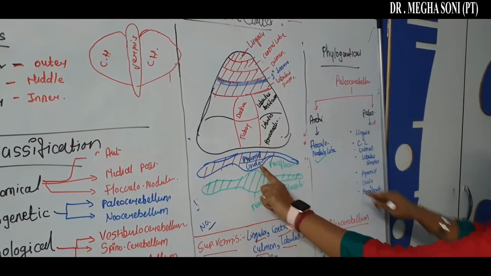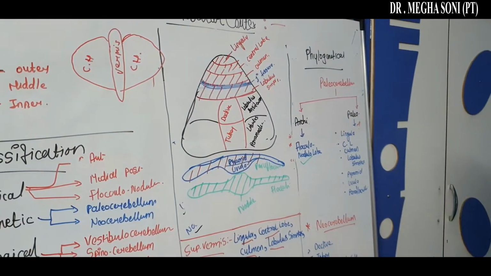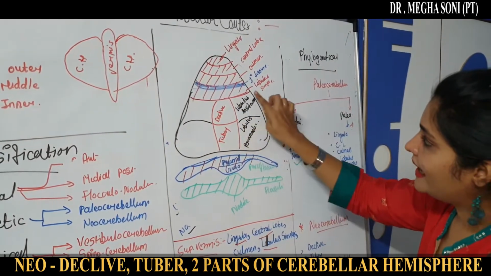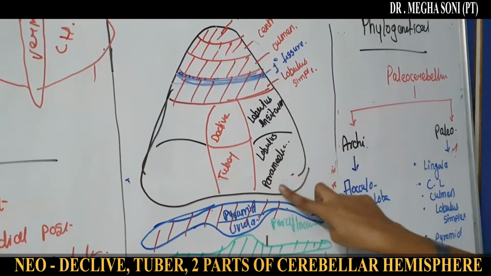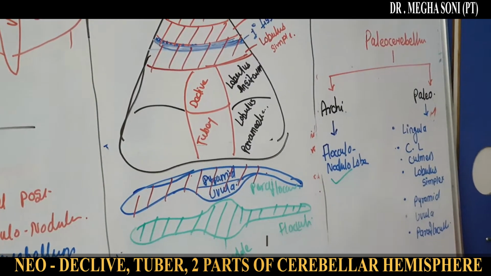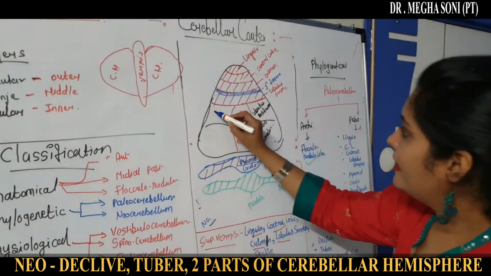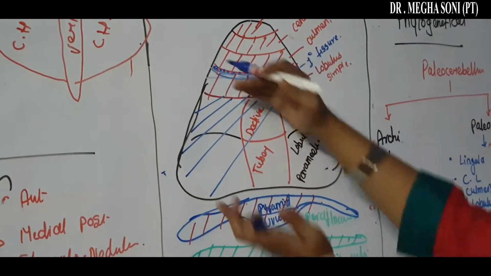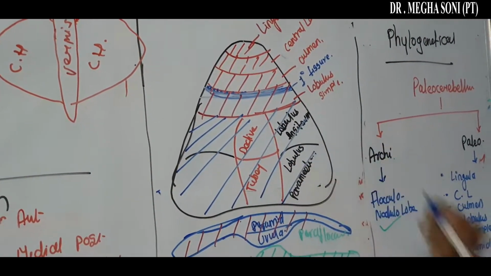This is archicerebellar. This too is paleocerebellar. Now the remaining ones are declive, tuber, and two parts of the cerebellar hemisphere, lobulus ensiform and lobulus paramedian. We call it neocerebellum, the new portion or structure of the cerebellar hemisphere. So this new portion is the middle one. We call it neocerebellar.